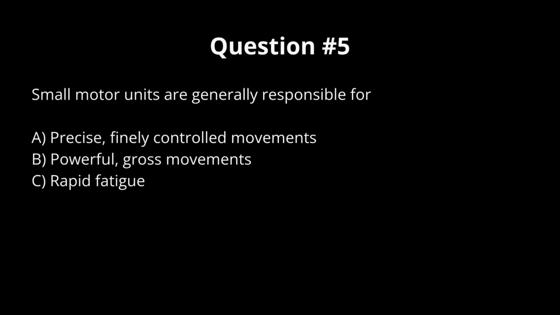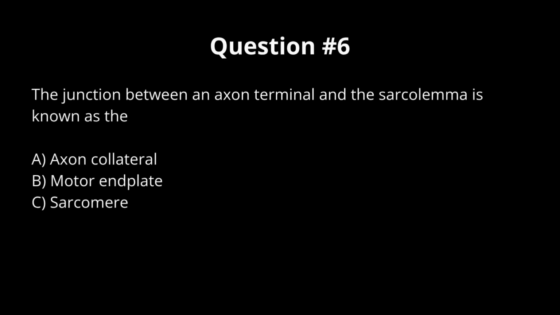Question number 5. Small motor units are generally responsible for A. Precise, finely controlled movements, B. Powerful, gross movements, C. Rapid fatigue. The correct answer is A. Small motor units are generally responsible for precise, finely controlled movements. A small motor unit contains few muscle fibers, which enables delicate, precise movements like those required for eye or finger control.